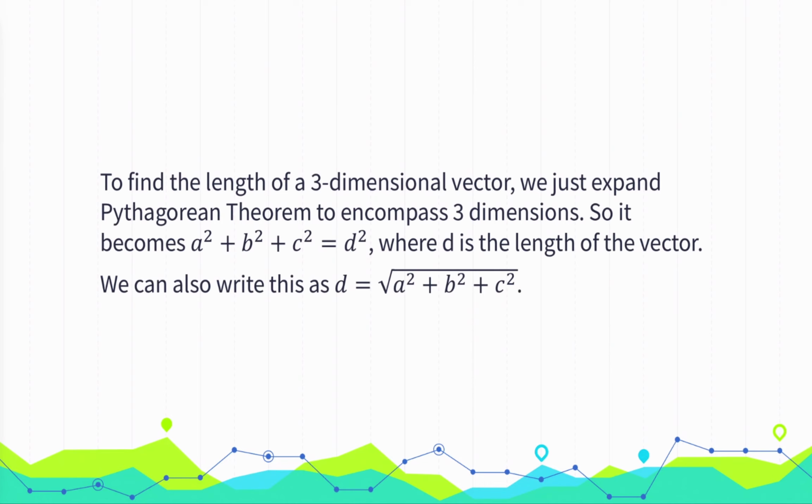To find the length of a 3-dimensional vector, we just expand the Pythagorean theorem to encompass 3 dimensions. So instead of a squared plus b squared equals c squared, it becomes a squared plus b squared plus c squared equals d squared, where d is the length of the vector. If you solve for d, you take the square root of both sides, you get d equals the square root of a squared plus b squared plus c squared. It is very, very easy. You just add a third term in there.